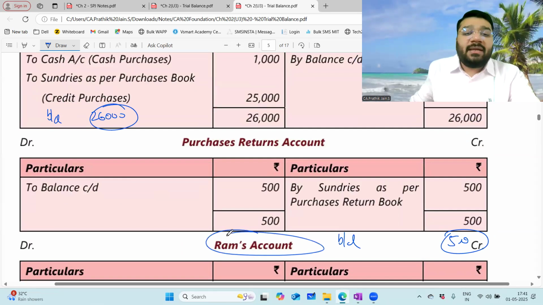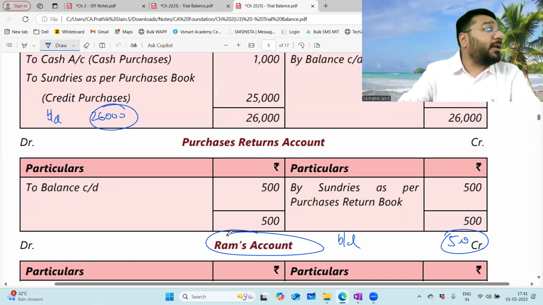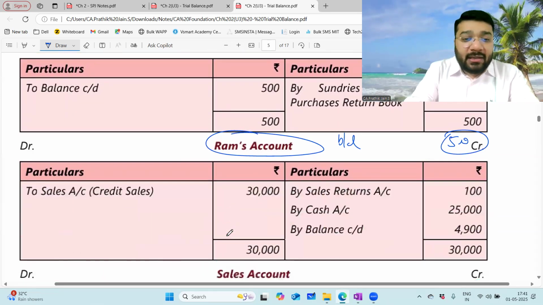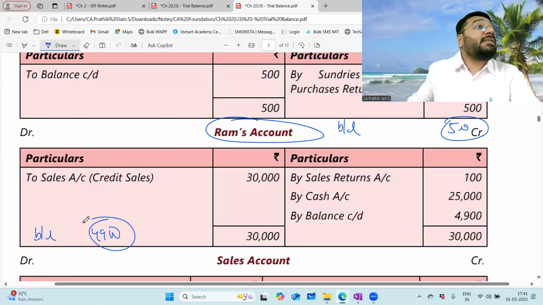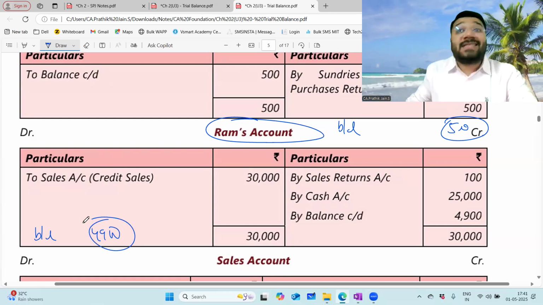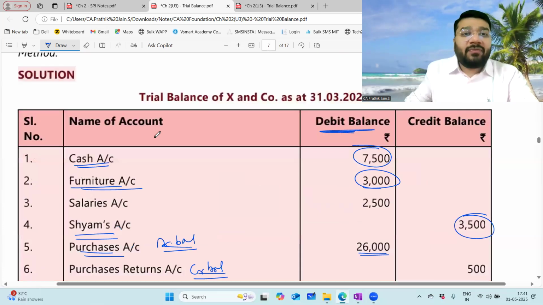Ram's account, please tell me, by name, can you say Ram is a debtor or creditor? Not possible. Only by looking at the balance. So the balance brought down is coming on which side? It is coming 4,900 on the debit side. Means it is a debit balance. All the assets have a debit balance. So it will go to the debit column of the trial balance.